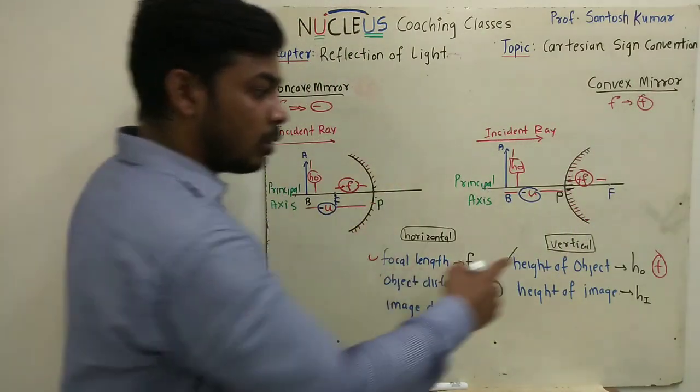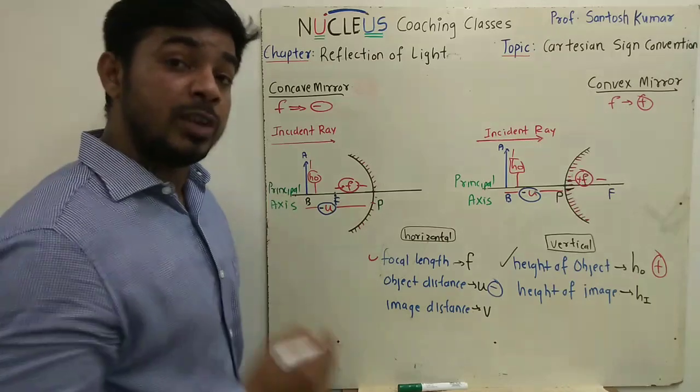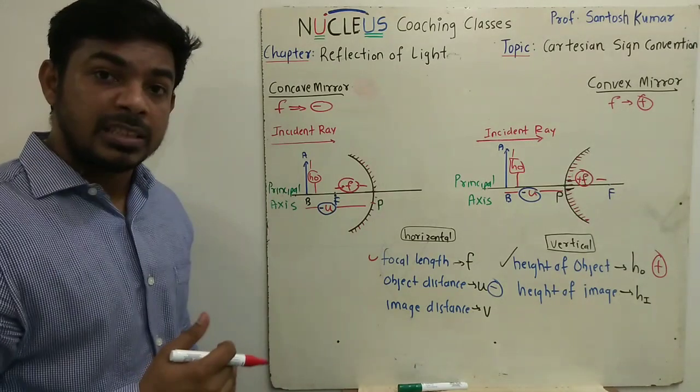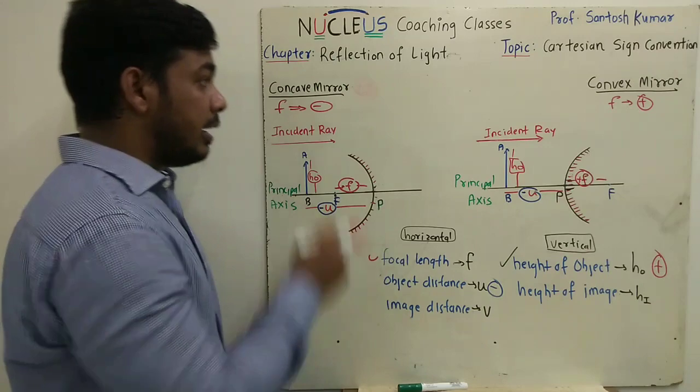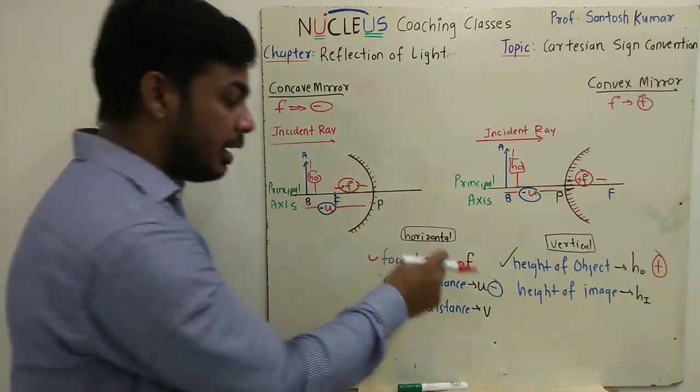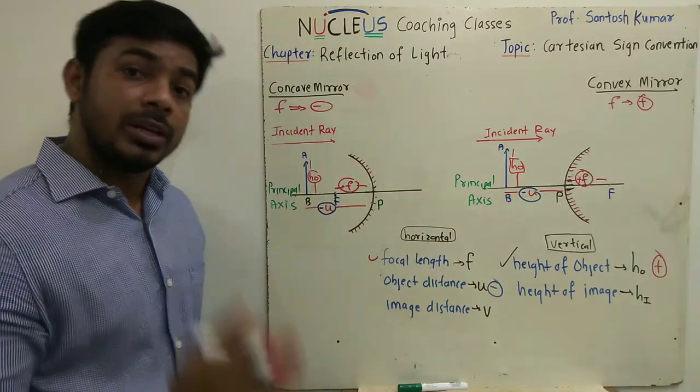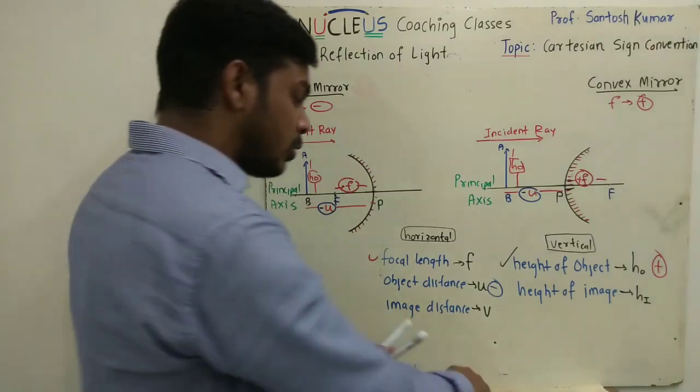So we studied the height of the object, HO, which is always positive because it is above the principal axis. We studied the focal length for concave as well as convex mirrors, and we studied the object distance, which is always negative. Now let's talk about the image.